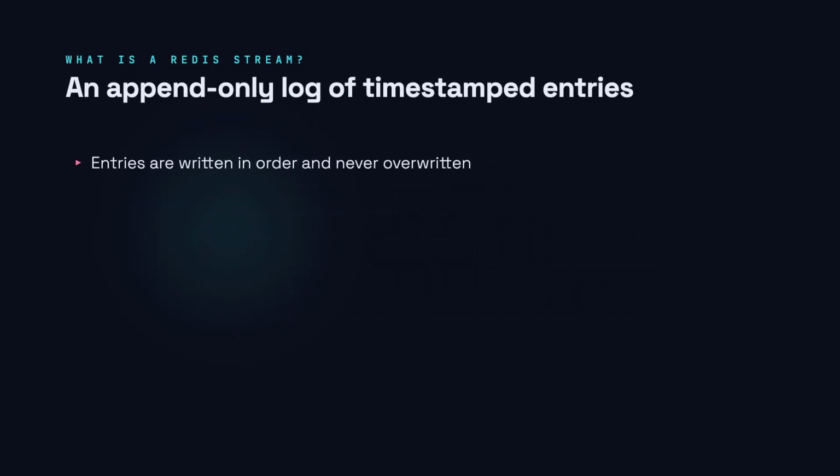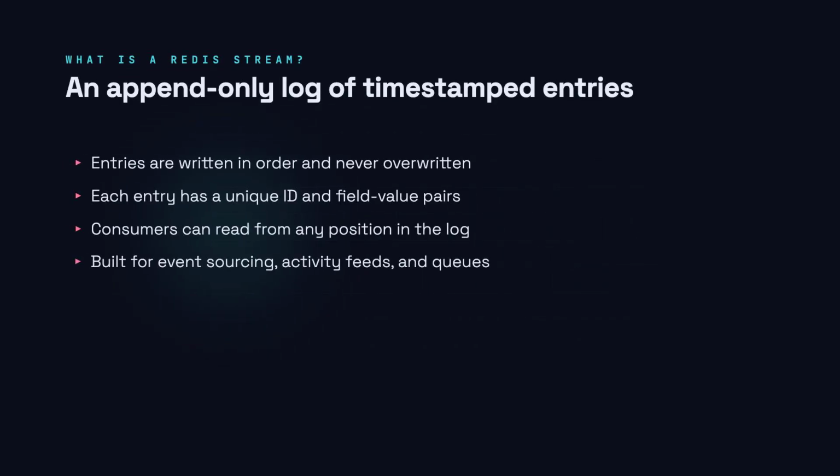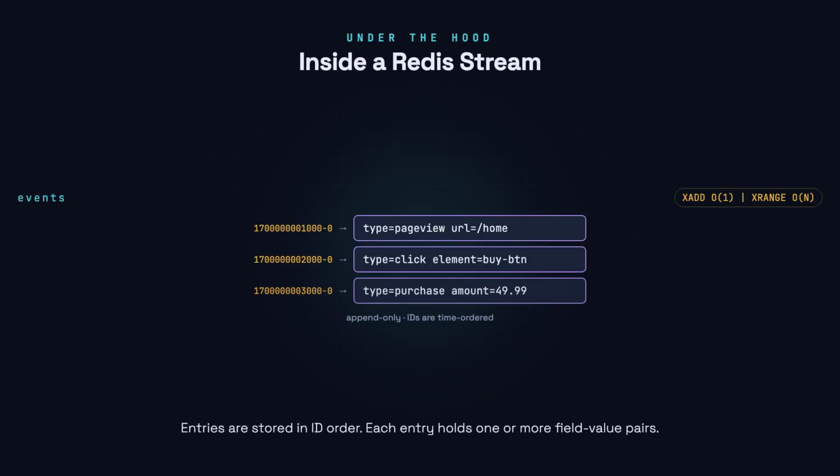Think of a Redis stream as a durable log file you can query. Every event you append gets a unique time-ordered ID, and any number of readers can scan the log independently or coordinate through consumer groups. Every entry in the stream has an ID formatted as millisecond timestamp dash sequence number. After the ID come your field value pairs, just like a hash. Entries are immutable once written.